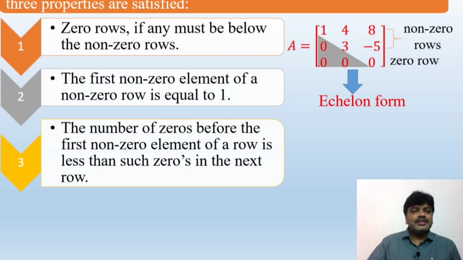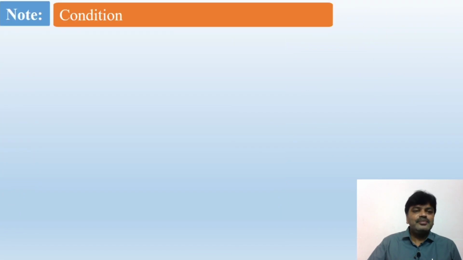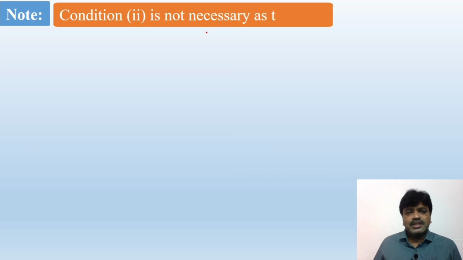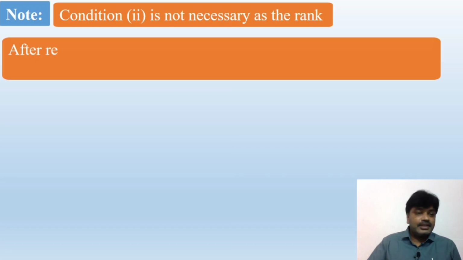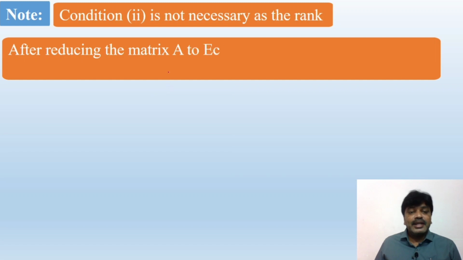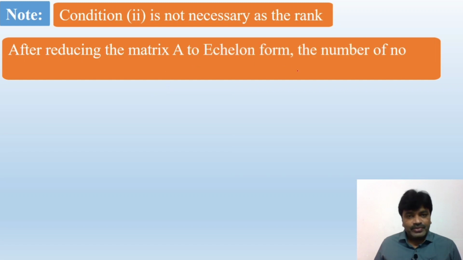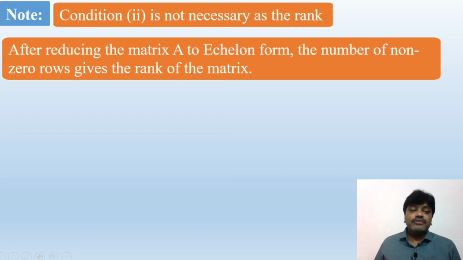Let us see one note, friends. Condition 2 is not necessary for the rank. I told you, friends, it is optional. There is no need to make it 1. And then after reducing the matrix A to echelon form, the number of non-zero rows gives the rank of the matrix.